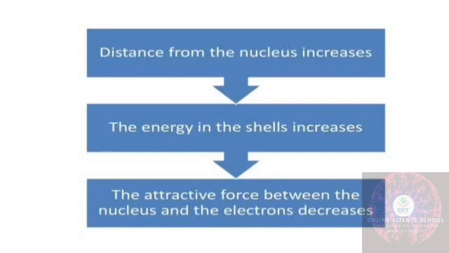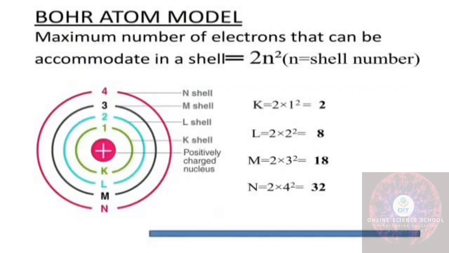Whenever the distance from the nucleus increases, the energy in the shell increases. At the same time, the attractive force between the nucleus and the electrons decreases. We can see K shell, which is closer to the nucleus, experiences less energy and more attraction from the nucleus. N shell, which is far away from the nucleus, has greater energy and experiences less attraction from the nucleus.